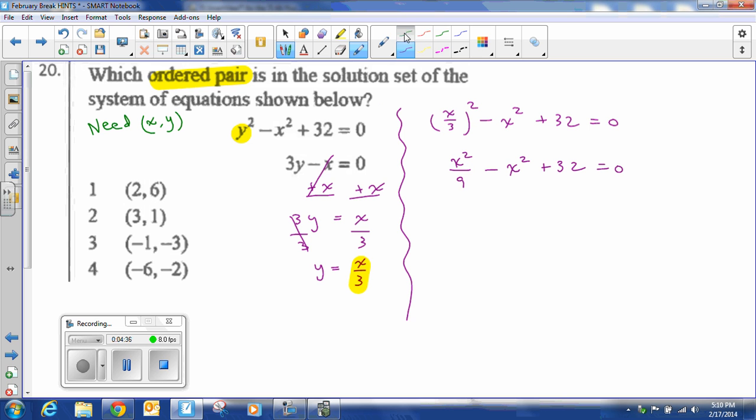Here's one tip for you. As you're working through here, you could also multiply everything by 9 just to get rid of this denominator. And once you get your root or roots, make sure you plug both of them back in to either equation. I think this one's easier, to find your y values.